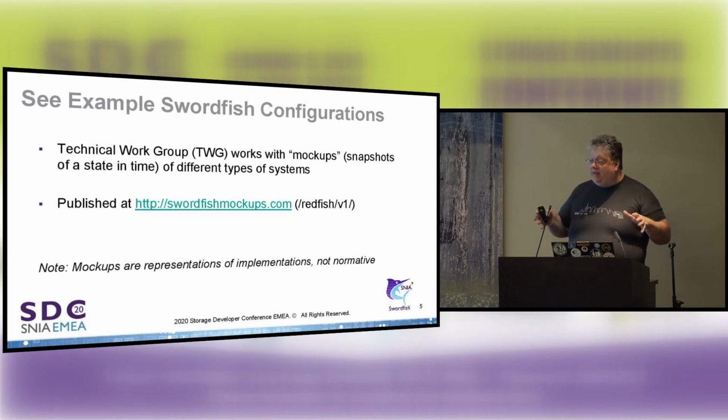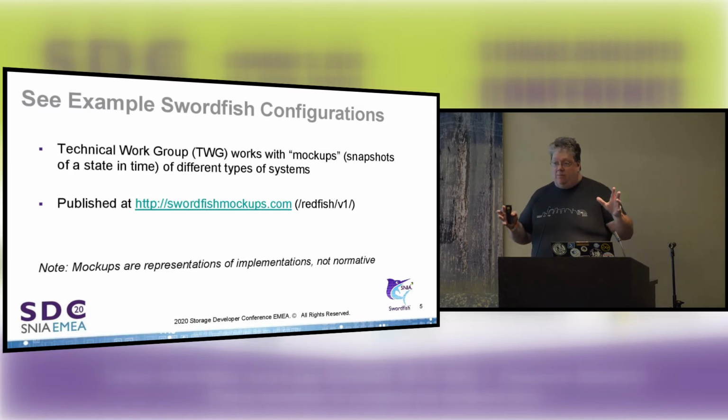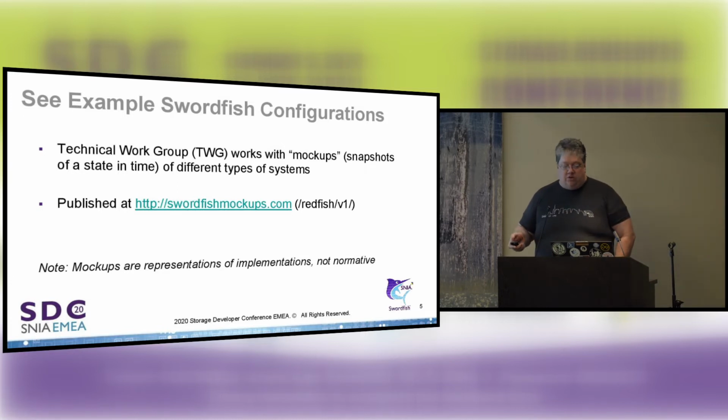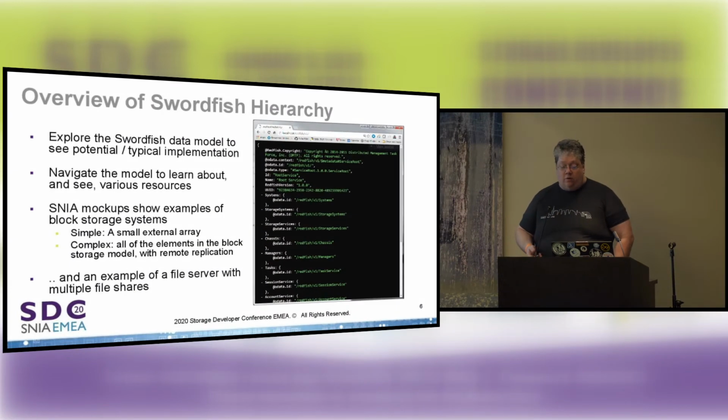And I recommend Chrome highly because Chrome will take the raw JSON output that's sent to your browser and prettify it for you. It'll make it human readable. So you can see what this thing actually looks like. And these mockups are representations. They're not actual implementations, but you can see exactly what the normative language looks like. So here's an overview of what it looks like.